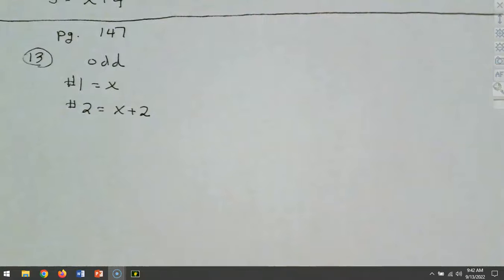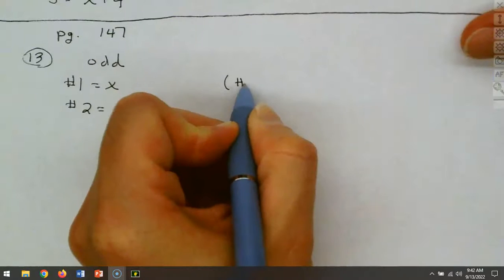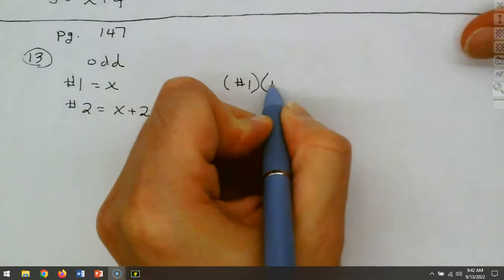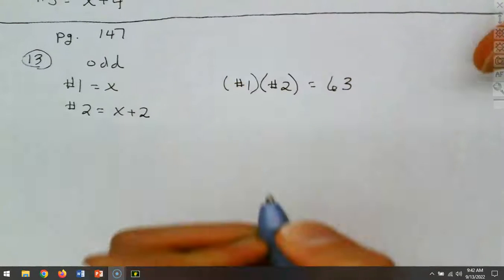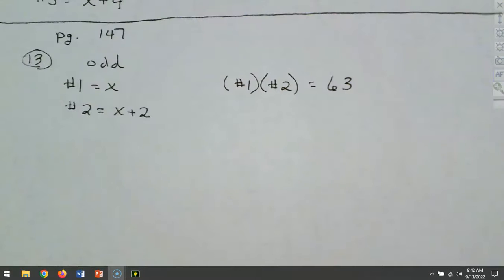Now, what are we looking for? Well, we are looking for the product. And when we talk about product, that means we multiply. So the first number times the second number now is going to give you that 63. And that's the setup.